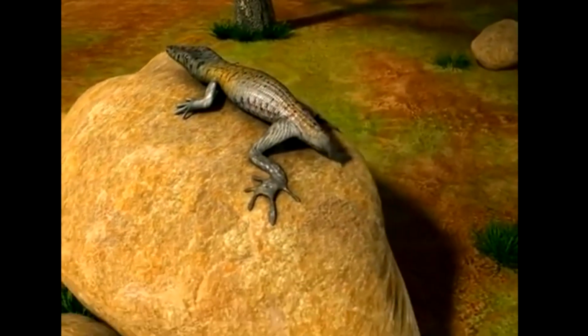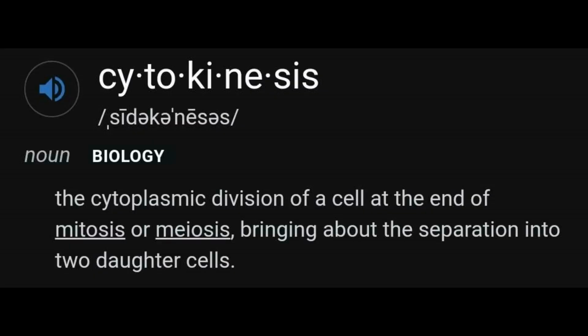So the first thing that we need to do whenever we're talking about cytokinesis is define what precisely cytokinesis actually is. Cytokinesis is defined by Oxford Languages as the cytoplasmic division of a cell at the end of mitosis or meiosis, bringing about the separation into two daughter cells. So basically, to put it simply, mitosis and meiosis are the separation of the things inside the cell, and then cytokinesis is the separation of the actual two daughter cells. And cytokinesis will be happening right after mitosis and meiosis.